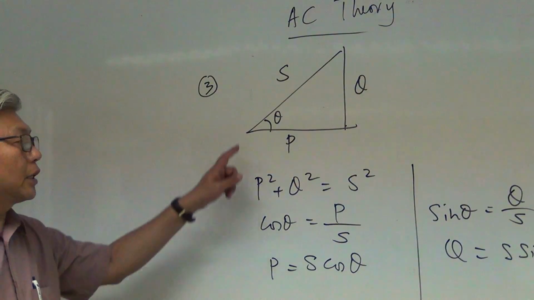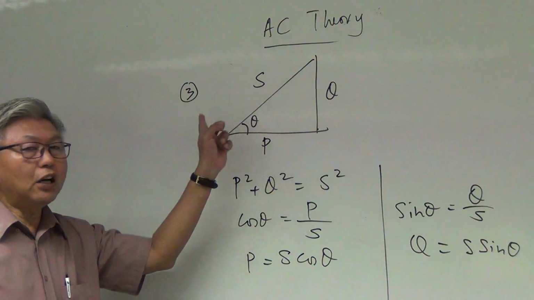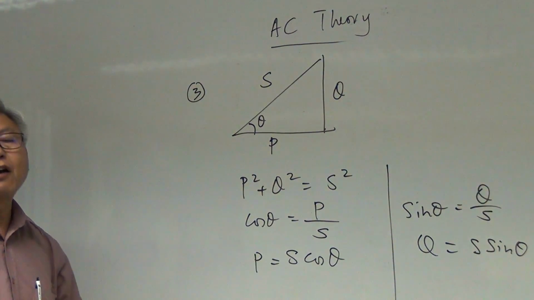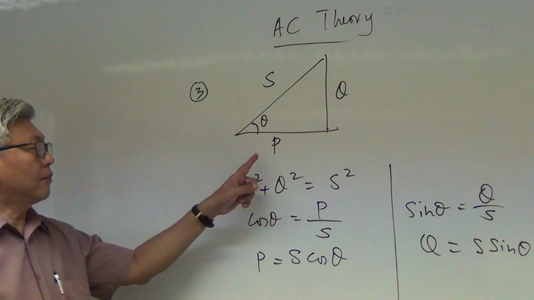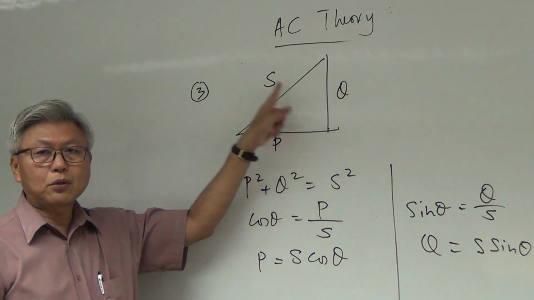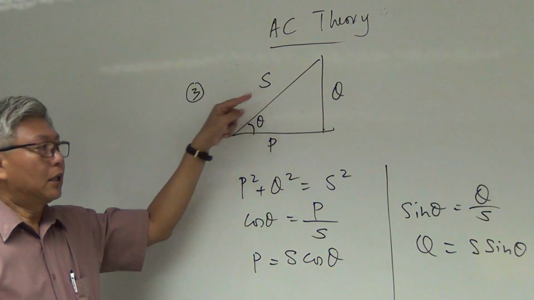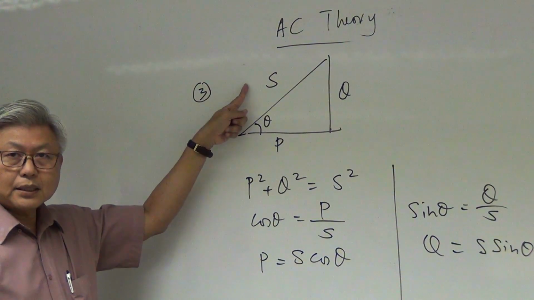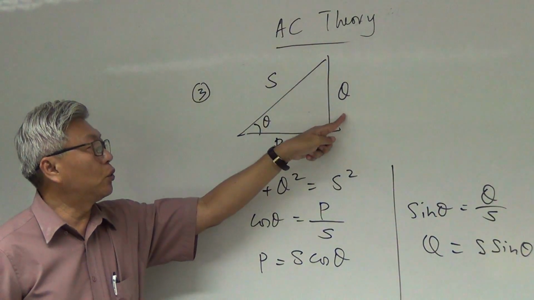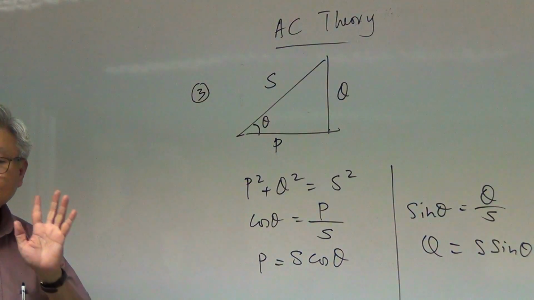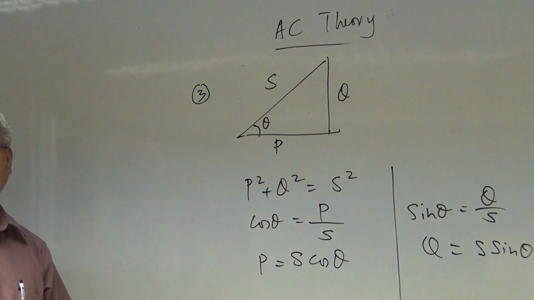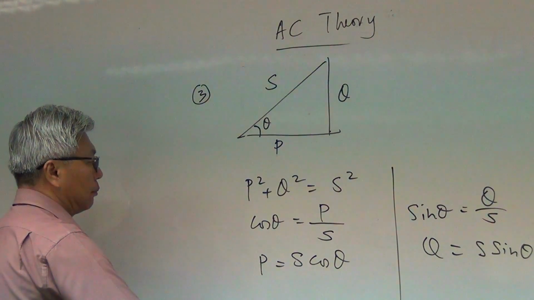So in a right angle triangle, if you know any two things, you can find out everything. Okay? I repeat, P square plus Q square is equal to S square. Cosine theta is equal to P over S. Sine theta is equal to Q over S. And if you know any two, you can find the rest. Alright, let me illustrate with an example.